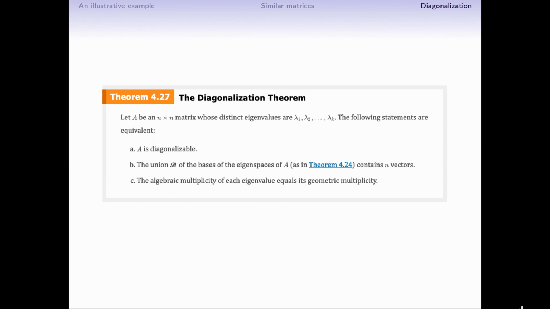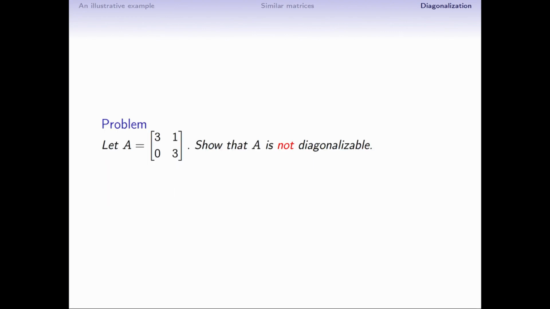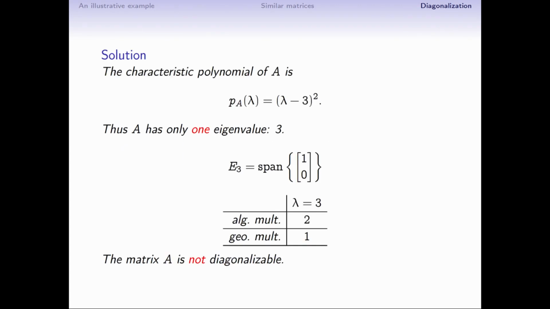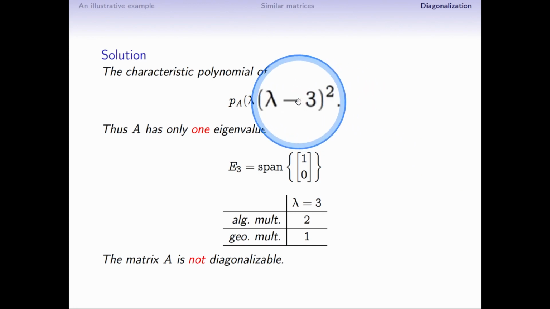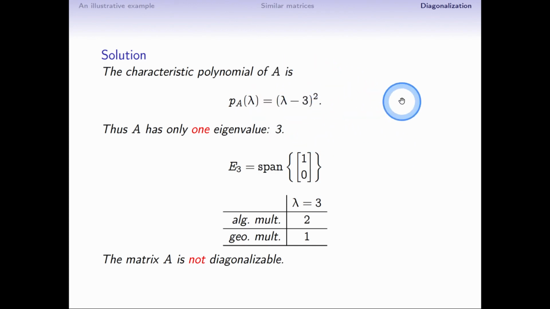Now let's use the diagonalization theorem to show that a matrix is not diagonalizable. So let A be the 2 by 2 matrix that you see here. Let's show that A is not diagonalizable. Now we begin our analysis, as always, by computing the characteristic polynomial of A. And in this case, it's very easy to see that the characteristic polynomial of A is lambda minus 3 squared. Now this shows us two things. First, A has only one eigenvalue, namely lambda equals 3, and this lone eigenvalue has algebraic multiplicity of 2.